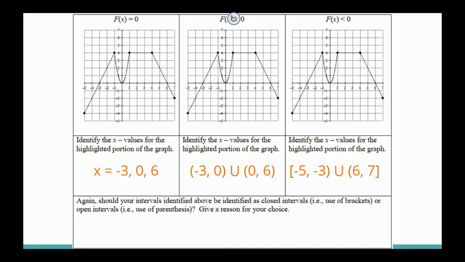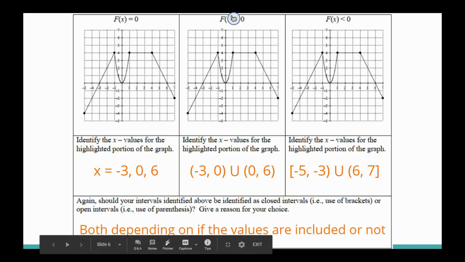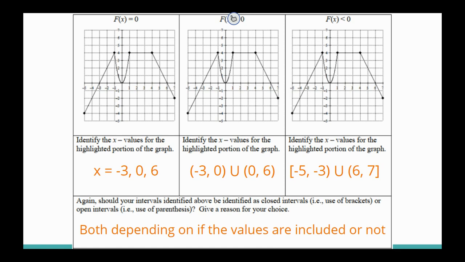Why do we include -5 and 7 this time? Why do we have brackets? Because it's a value. Yep, it's a closed circle. It's included because it's below. This doesn't say it's increasing or decreasing. It's just saying the value is less than 0, which is true at those two endpoints, right? So when you're talking about positive, negative, or 0, you're going to use both parentheses and brackets depending on if your value is included or not.